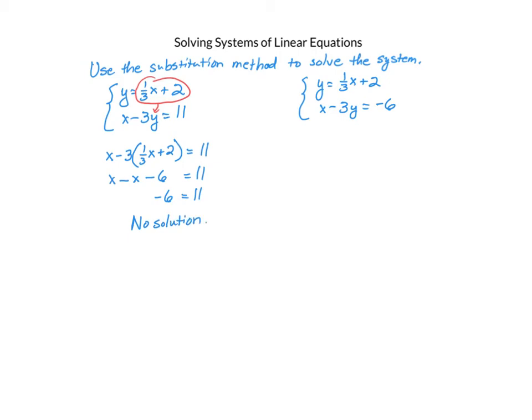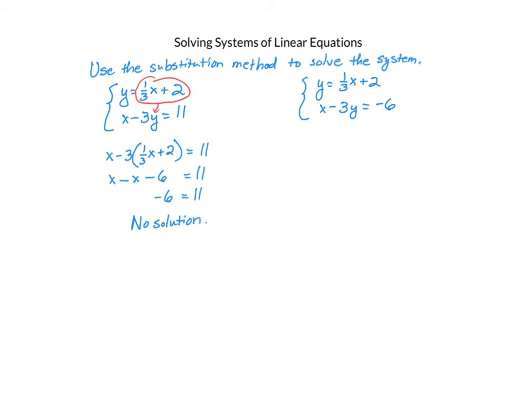And if we were to look at the graphs of the equations in this system, we would see that they are parallel. But we didn't have to graph them to determine that. Again, the variables were eliminated, and we had an untrue statement. That's why we know there's no solution.